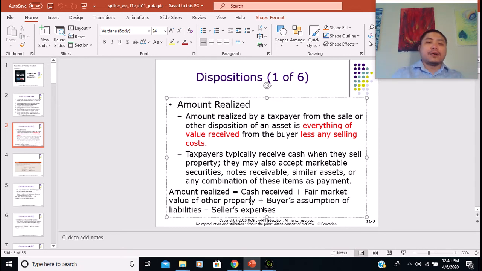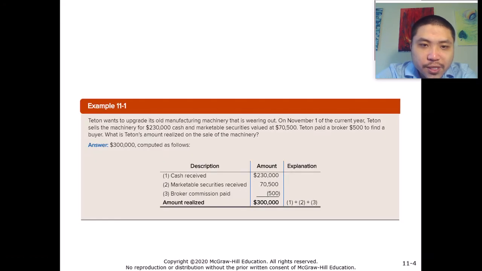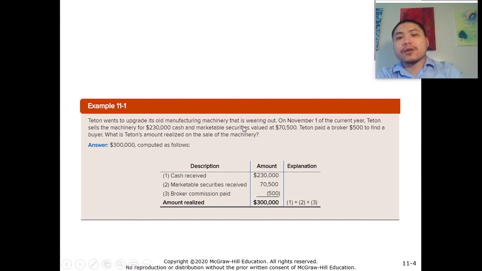So let's look at one example. This is basic stuff, right? We all sell and buy stuff in our daily life, so we should understand this pretty clearly. So the question asks: this company Titan wants to upgrade an old manufacturing machinery that is wearing out, and on November 1st of the current year, the company sold the machinery for $230,000 cash plus some marketable securities at the value of $70,500.